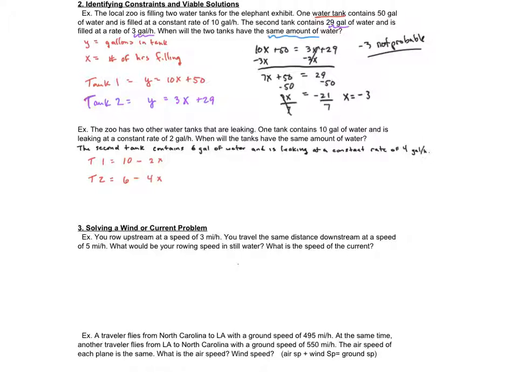So if I go ahead and make those things equal to each other, I should be able to solve, because all I have is an equation with variables on both sides. So go ahead and add 4x to both sides.